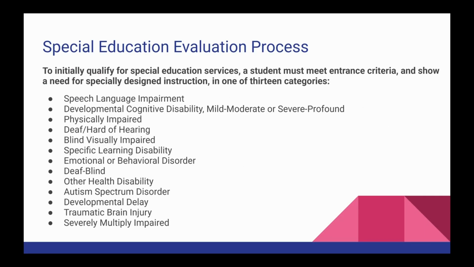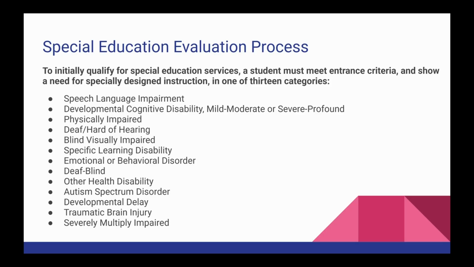We gather all of that information from the evaluation plan, and then we take a look at whether the student meets entrance criteria and shows a need for specially designed instruction in one of these 13 categories. So these are the categories that we use. They're largely federal as well, but there are some changes in Minnesota.